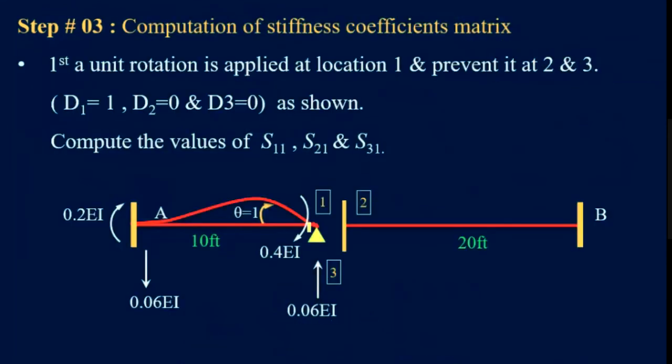So now we need to find out the values of the stiffness matrix. What we need to do now is give a clockwise rotation at coordinate 1, and due to this clockwise rotation, it will induce moments at the near end and the far end. Similarly, these are the balancing reactions.